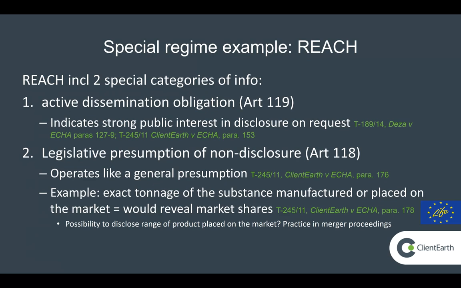But then there might be a question whether there might be a possibility, for instance, to disclose a range. And this is, for instance, done by the Commission in the context of merger proceedings. So you see there are possibilities to avoid these, but generally speaking, if something is specifically mentioned in one of the regulations, it will be quite difficult to overcome.